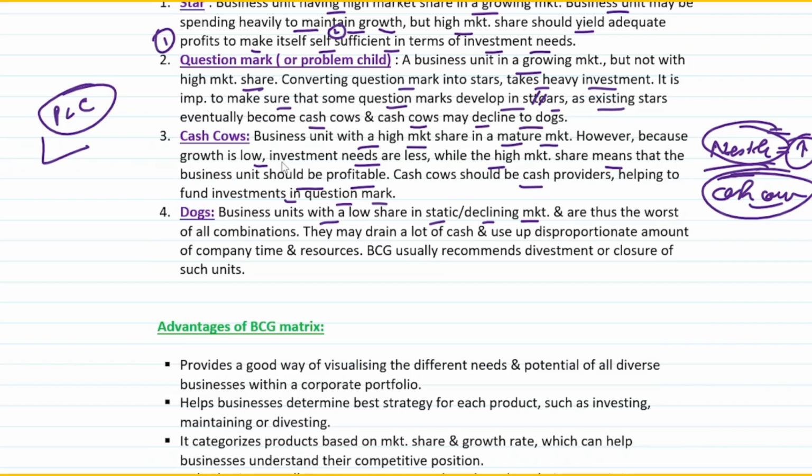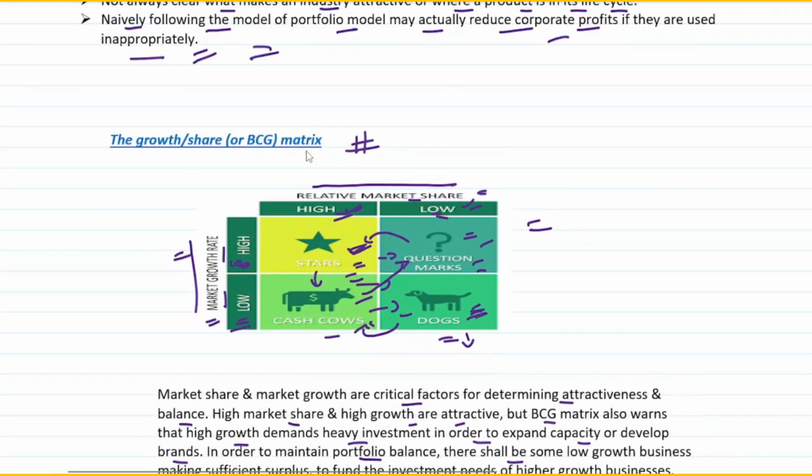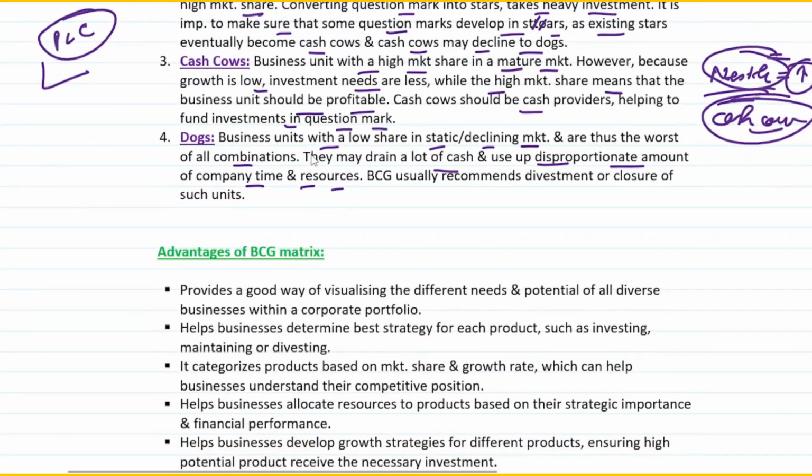It says business units with a low market share in a static, and static means stagnant, that means it is not moving anymore, or declining market, and are thus the worst of all combinations. If you compare all four, this is the worst of all. They may drain a lot of cash and use a disproportionate amount of company time and resources, because it has a low market share and low growth. You need to keep the business operational, so that can use a lot of your cash. There will be a lot of expenses, but it may not generate a lot of revenue for you.